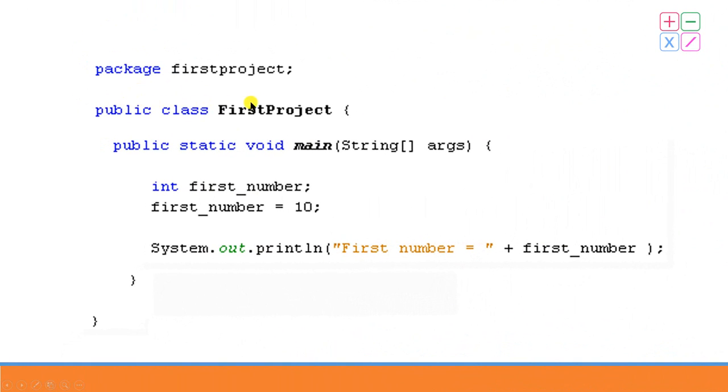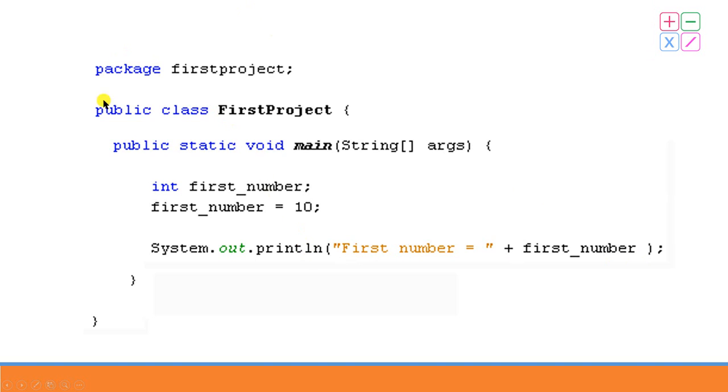Right here, I have a very simple program. This program is called first project. It has a main function, and it defines a first number as an integer, and that integer is assigned the number 10. And then that number is printed out with a message, first number equals, plus that number, and these two are concatenated together into a bigger string or text message. So it will show up as first number equals 10 as one line.